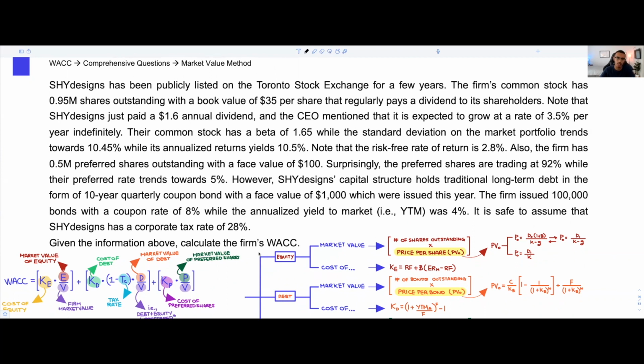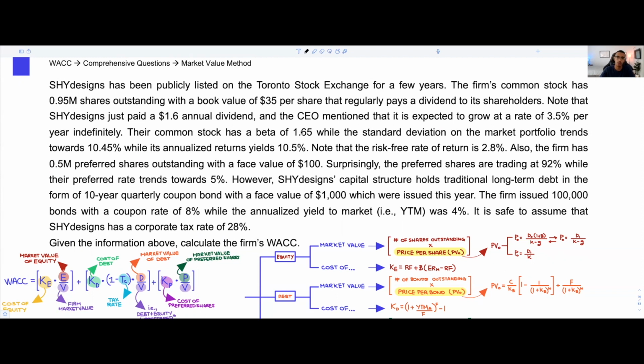So Shy Designs has been publicly listed on the Toronto Stock Exchange for a few years. The firm's common stock has 0.95 million shares outstanding with a book value of $35 per share that regularly pays a dividend to its shareholders. So let's take a step back for this specific sentence.